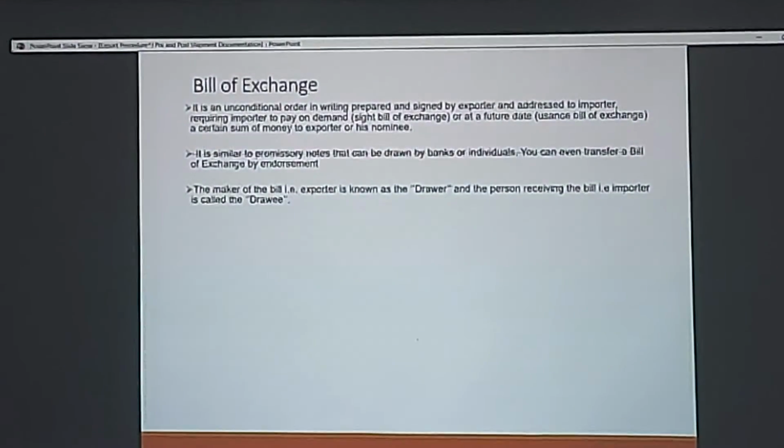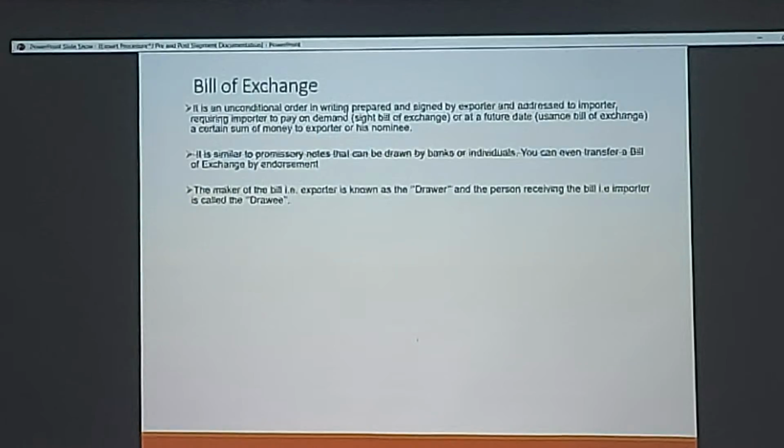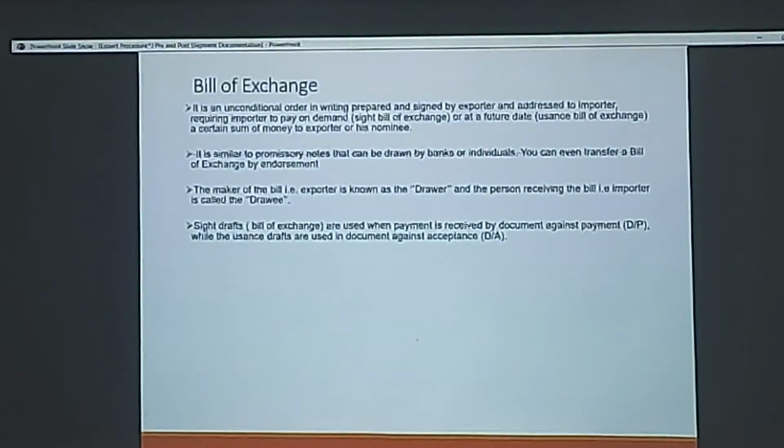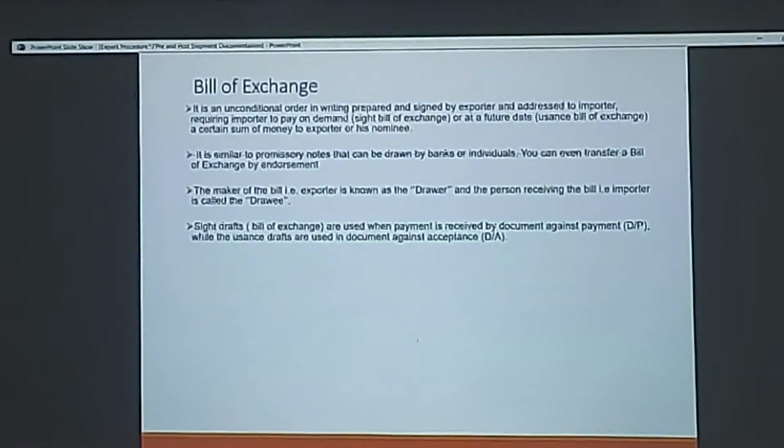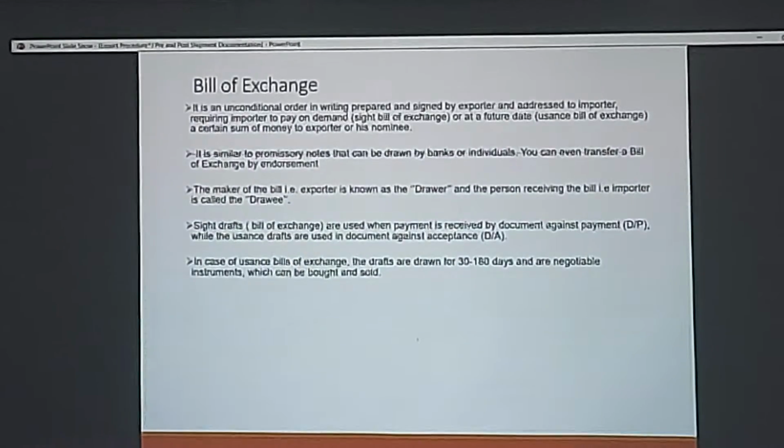The person who draws the bill of exchange is called the drawer. The person in whose favor it is drawn is called the drawee. It can be with credit or without credit, on demand or on a particular day. Usually 30 to 180 days is involved.